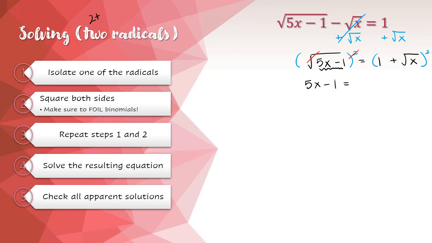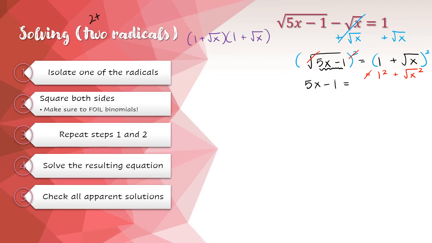1 plus the square root of x, squared. Again, I'm just going to remind us that this is not the same as 1 squared plus the square root of x squared. No, no, no. Instead, we need to FOIL this. So I'm actually going to write this maybe off to the side. Let's do it in some other color, like purple. So this is basically 1 plus the square root of x times itself.